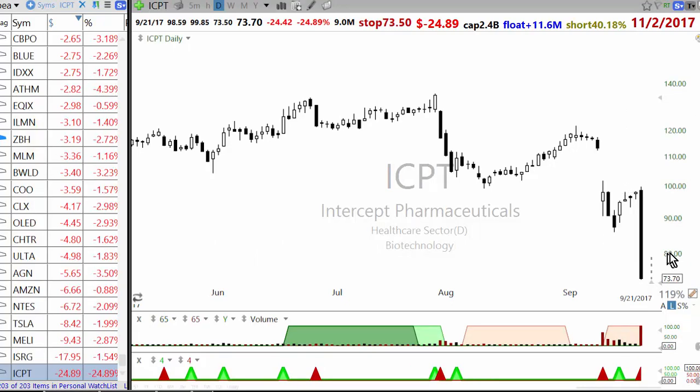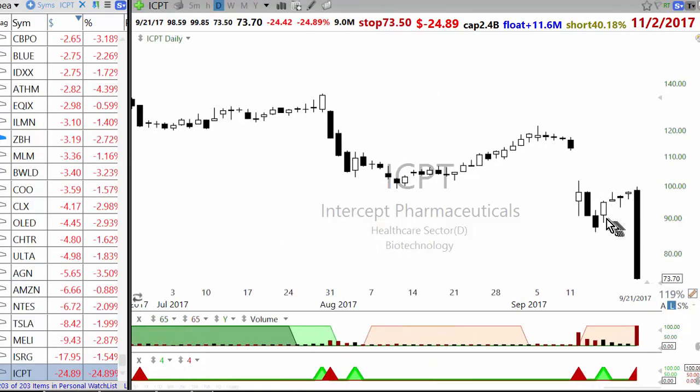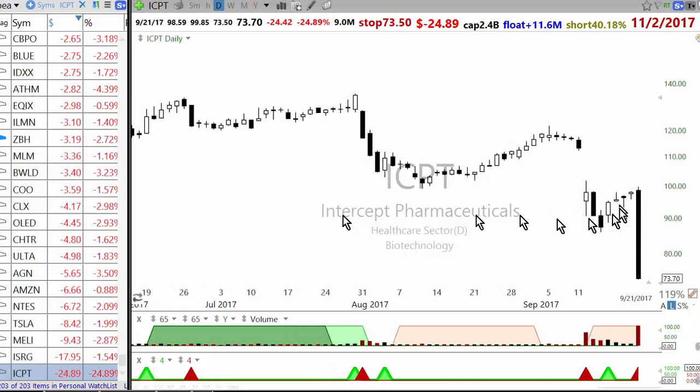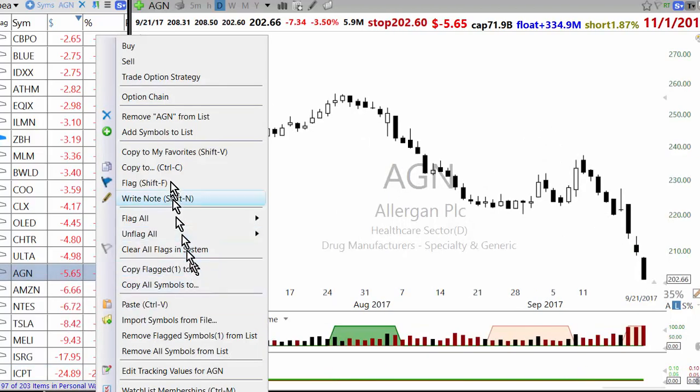Intercept, obviously news related, so it went down a lot, but that was a good short setup here in terms of, say, a breakdown on high volume, then a weak rally. And obviously you can't short something which is down 24% because the bulk of the move is over, but this is what to look for in a short setup. So not much to look at.